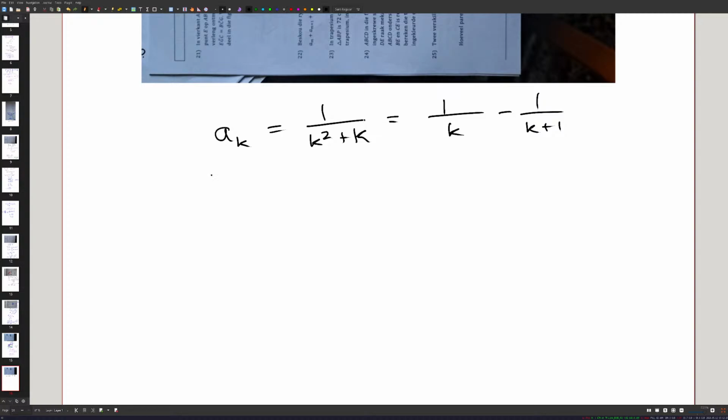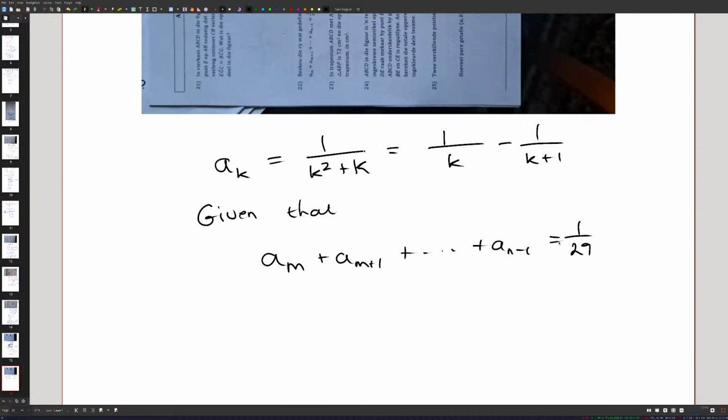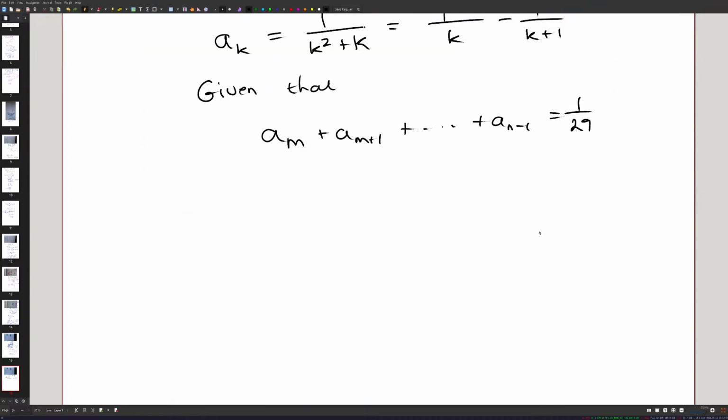Okay, given that am plus am plus 1, and so on, up to an minus 1 is equal to 1 over 29, for some positive integers m and n where m is less than n, I think that's clear from the context, determine m plus n.